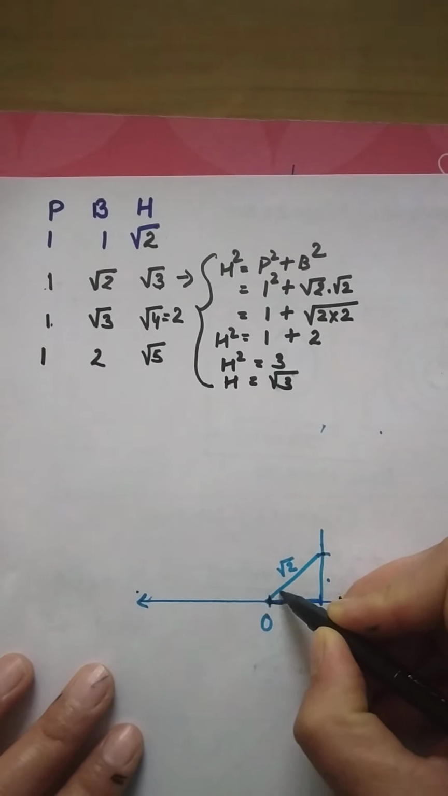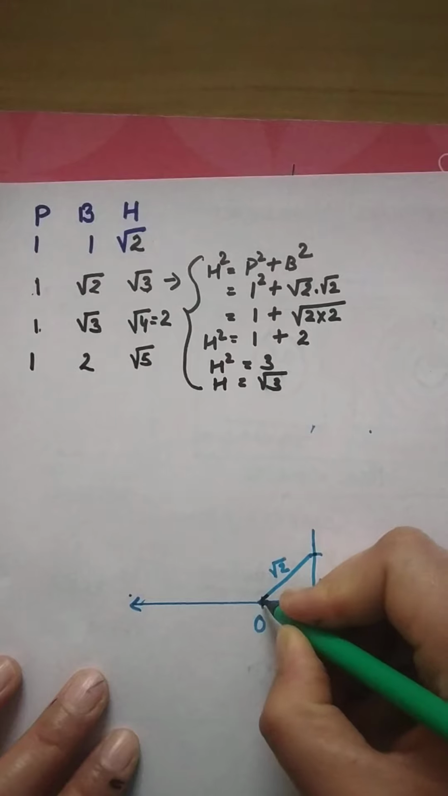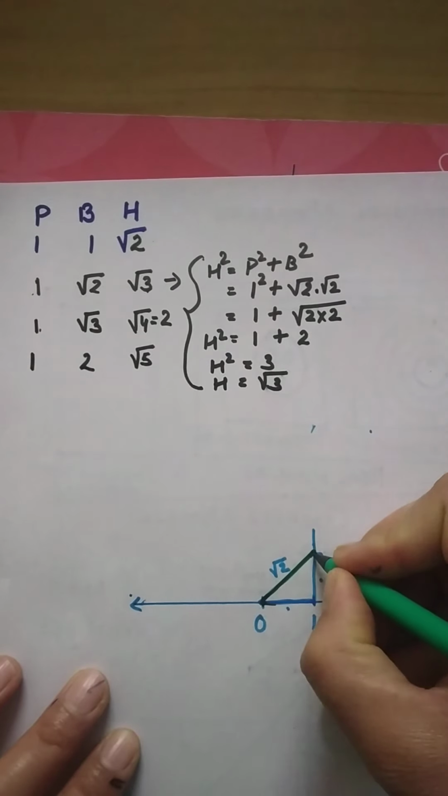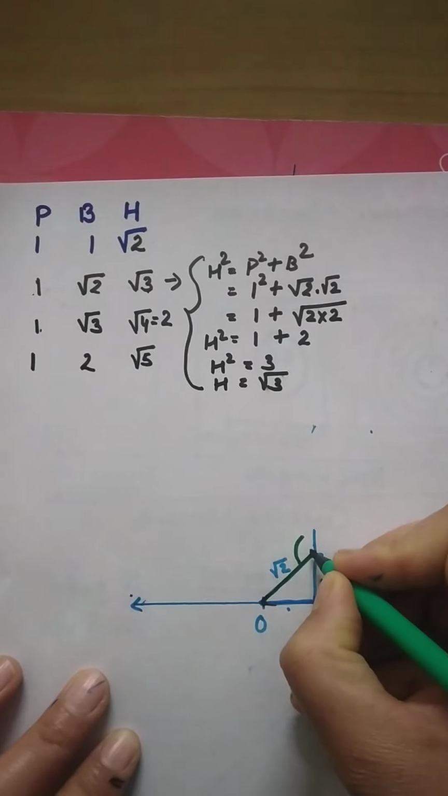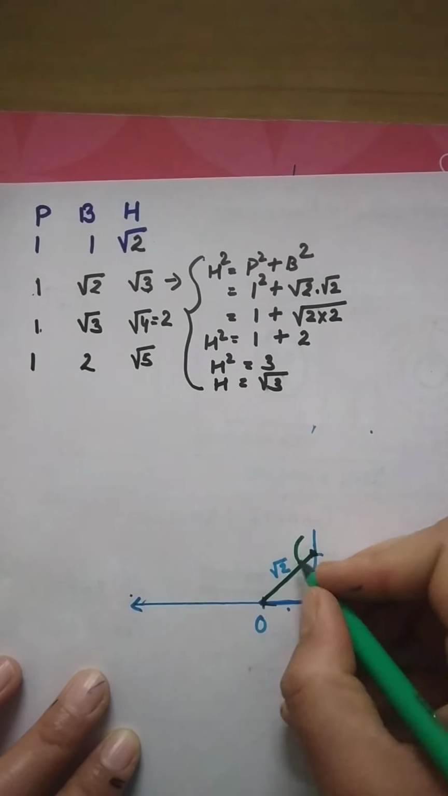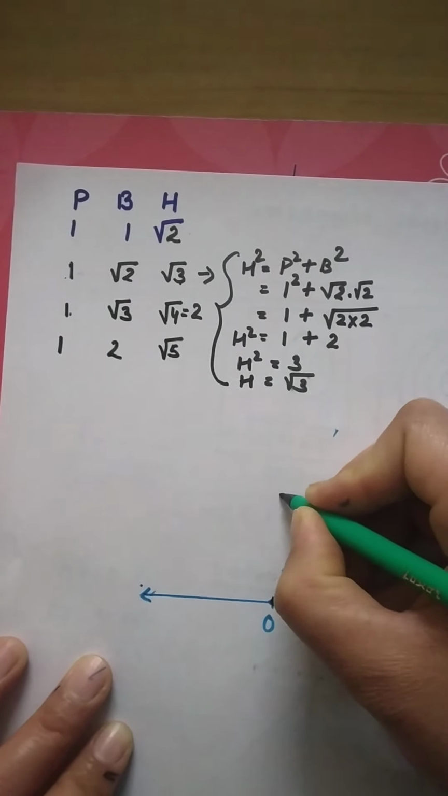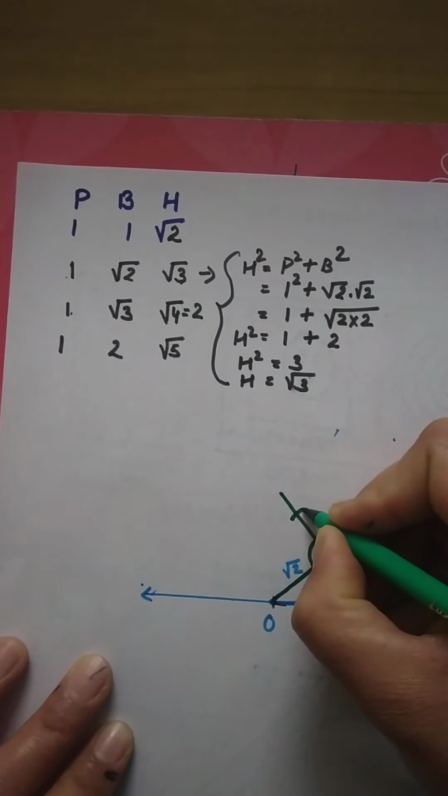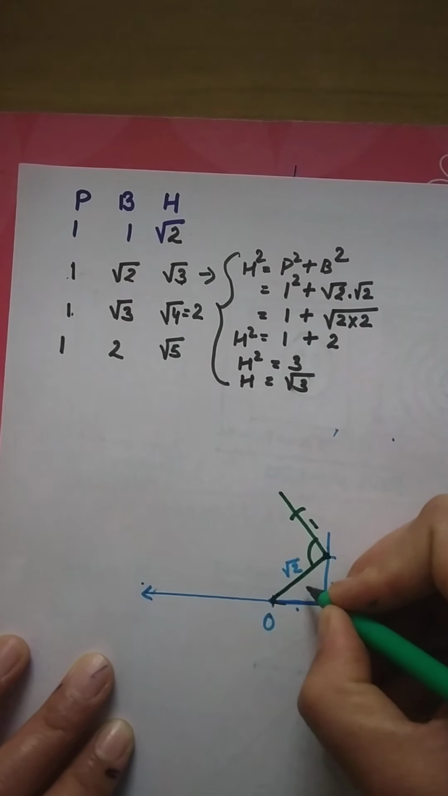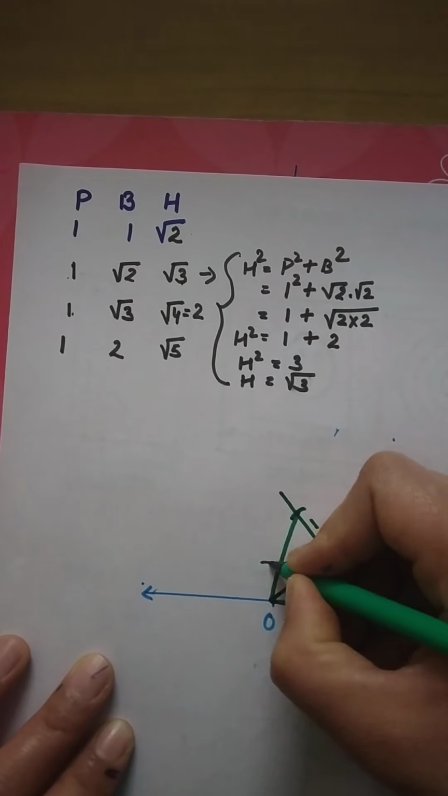Now for the next right angle triangle, you may choose this as the base, and then you have to construct 90 degree here. Please don't use this line. Construct 90 degree here. Then select it 1 unit. Don't forget to select it 1 unit. So this is 1 unit of your number line. This is root 2 of your number line. So this is going to be root 3.